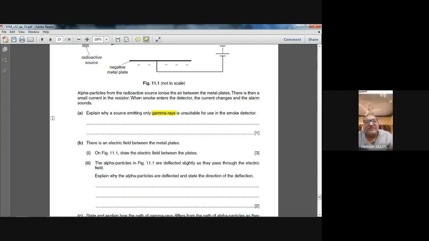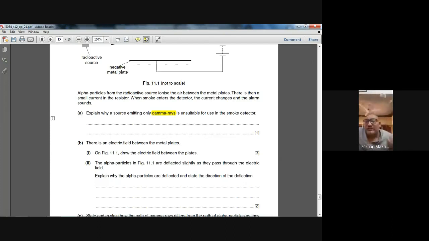When we use the alpha particles here, their penetration power is very low. They can only travel 3 to 4 to 5 centimeters in air. So if a smoke detector is attached to the ceiling, the alpha particles will not be able to reach the people in the room. So gamma rays are unsuitable. It's a one mark question, very simple.